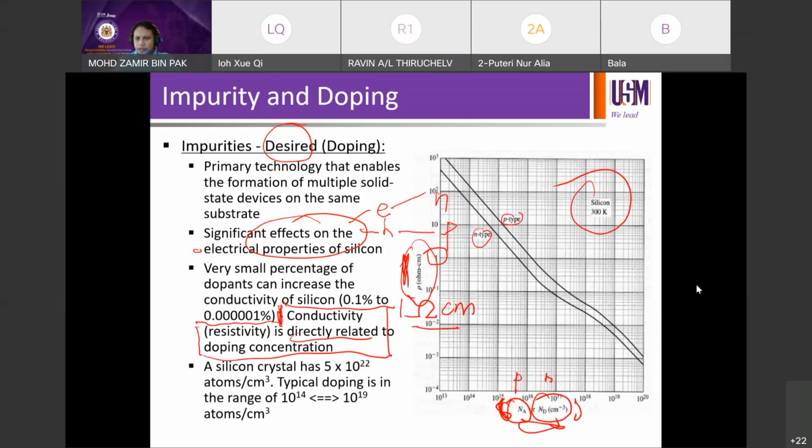Trivalent impurity resulting in p-type, pentavalent. Yes, exactly. So trivalent impurities such as aluminium, boron, gallium result in p-type silicon, and pentavalent impurities from group 5, phosphorus, antimony, arsenic, incorporation resulting in n-type.